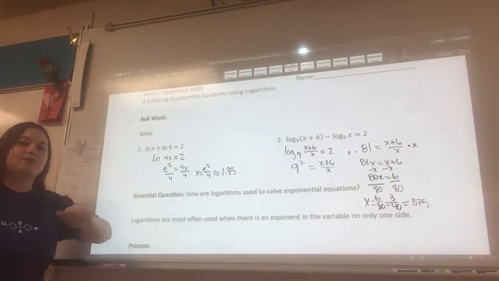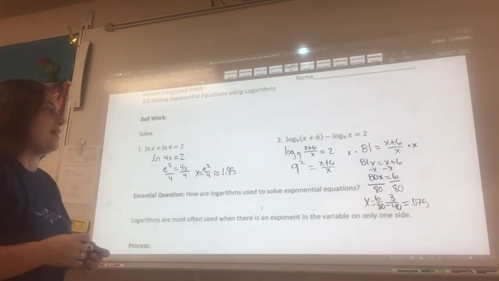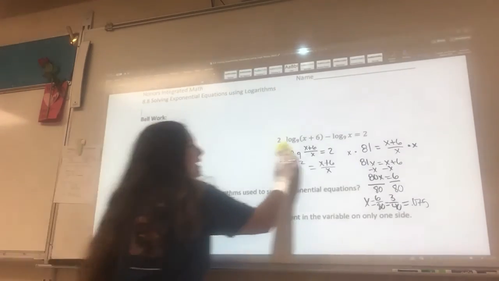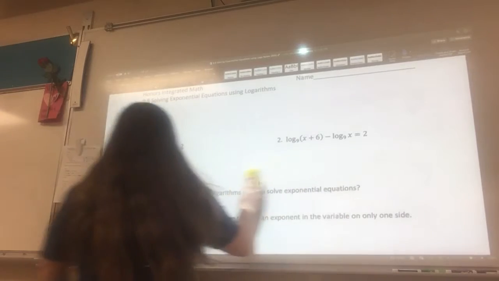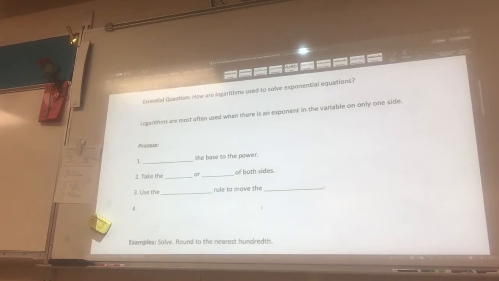Again, make sure you're able to do these on your own. This was just a quick review over 8.7. So moving on to 8.8, we are looking at how logarithms are used to solve exponential equations. So please remember to think about that as we're going through our lesson.